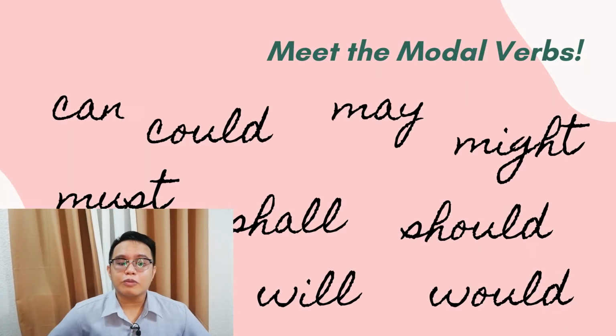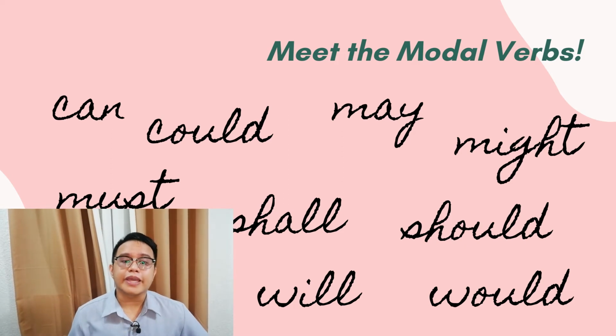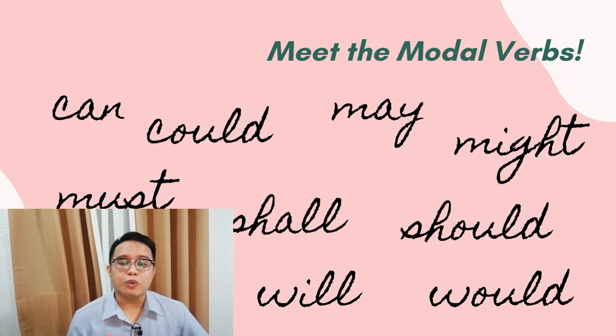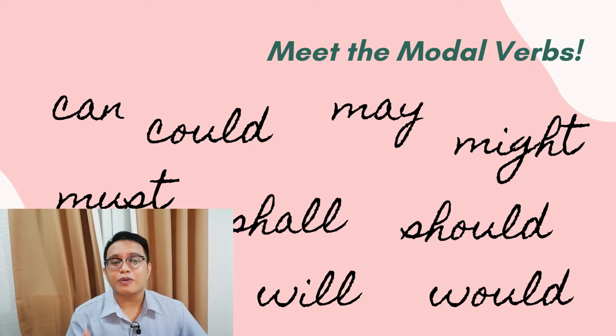So here are our modal verbs. We have can, could, may, might, and must, shall, should, and will, would, and we will be talking about that one by one today. Now let's go first to our first modal, which is can.